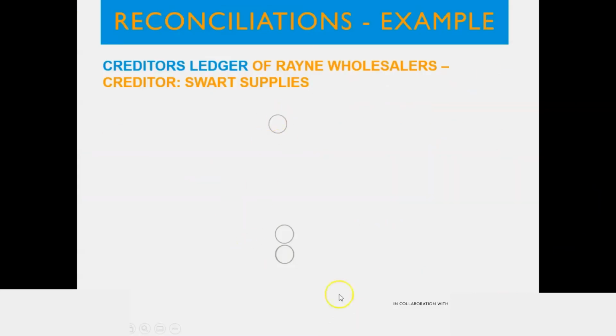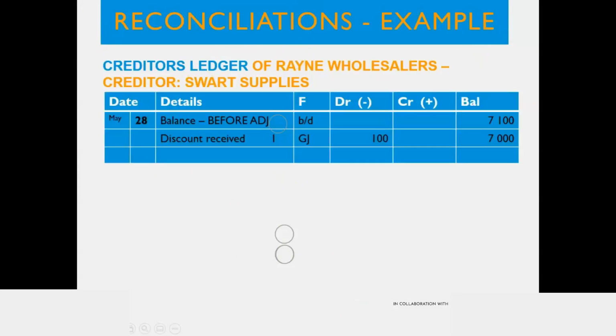Okay, so now we are here on your reconciliation example. How are we reconciling? First thing first, we have to recognize the discount. That 100 Rand discount was shown in the statement but not shown in the creditor's ledger. We have to recognize it on our side, because our statement says we received a discount, so we have to add it in our creditors ledger.